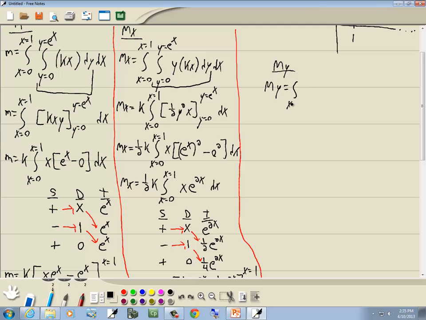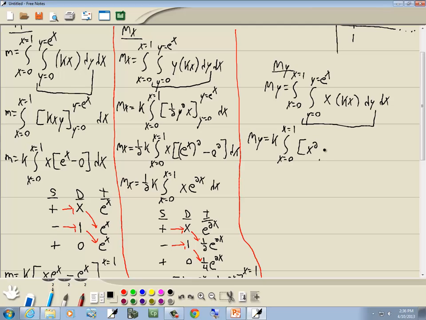Okay, so I'll go from x equals 0 to x equals 1 again, and y is equal to 0 to y is equal to e to the x. Now I'm finding the moment with respect to y, so I have to put an x in there, times rho, which was kx, dy dx. Now the k I'm going to go ahead and put clear out in front. And with the inner integral, we're integrating with respect to y, there is no y. Now x times x is x squared, so we're going to have an x squared, and we have to put a y on there, from y equals 0 to y equals e to the x, dx.